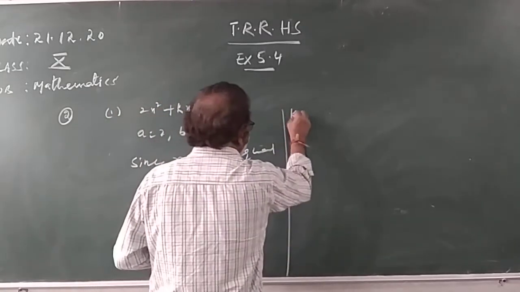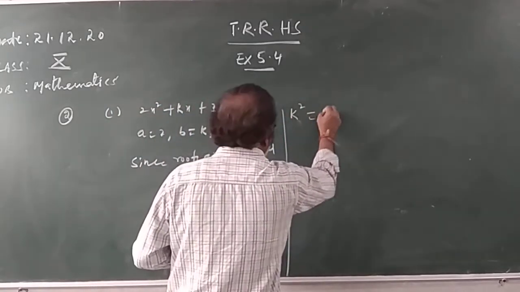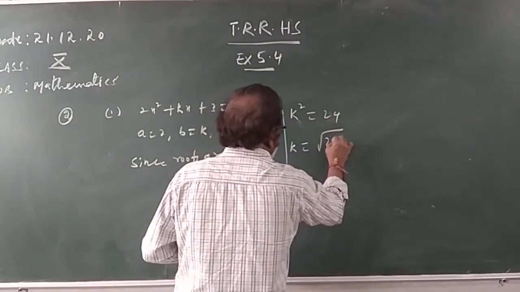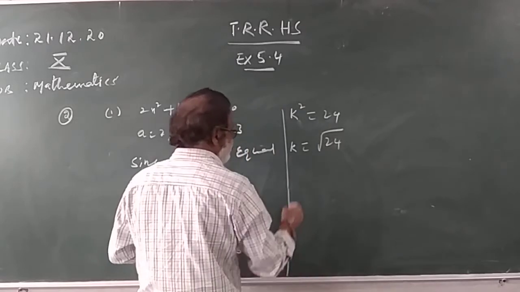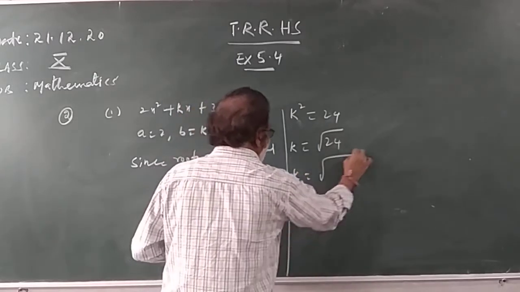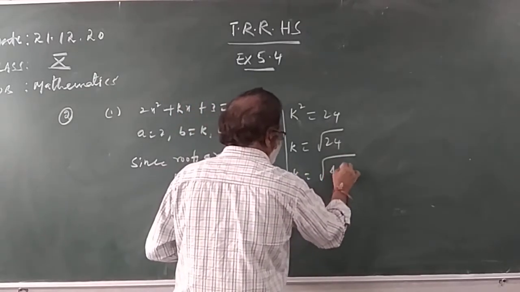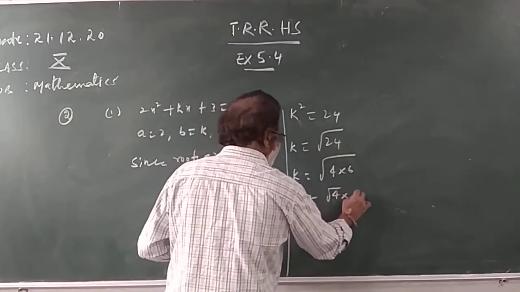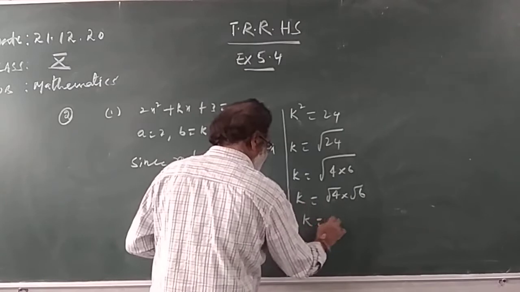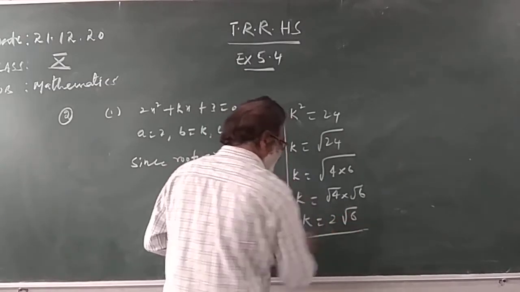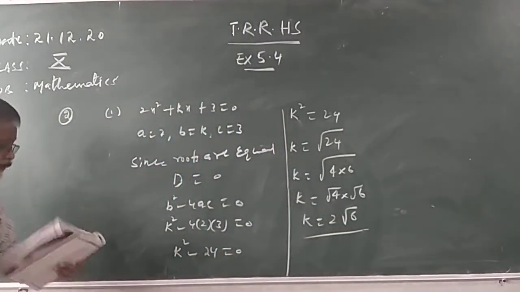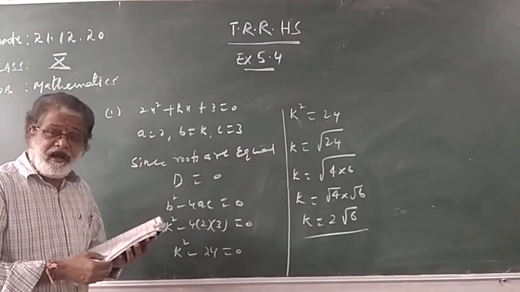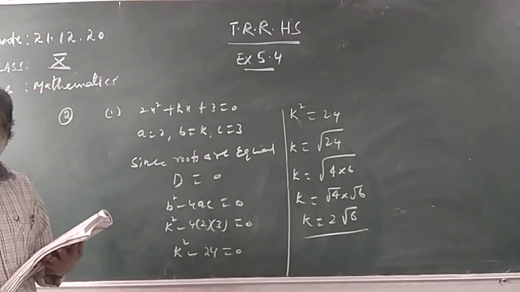So k square is equal to 24. So k is equal to square root of 24, which is root 4 into root 6. So k is equal to 2 root 6. K value, got it. Like this, you need to do. I hope you clearly understand.